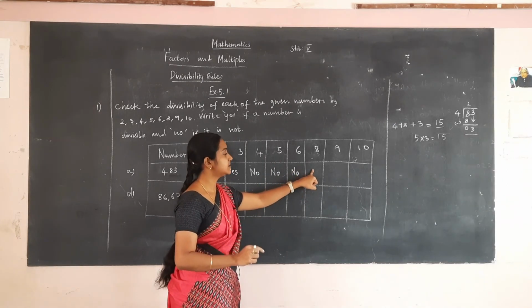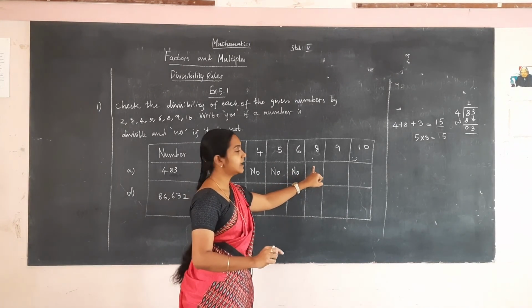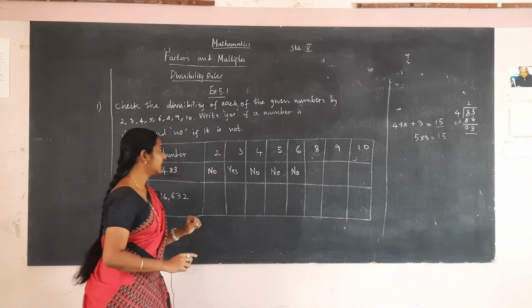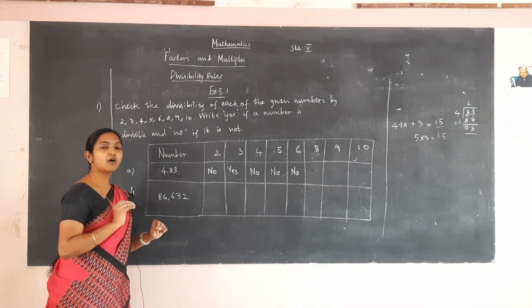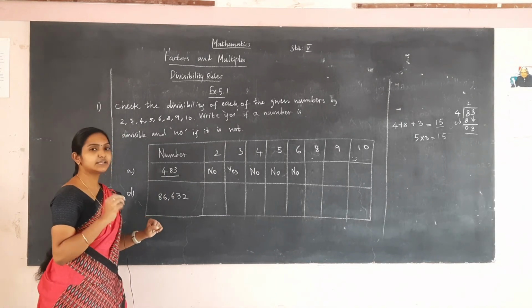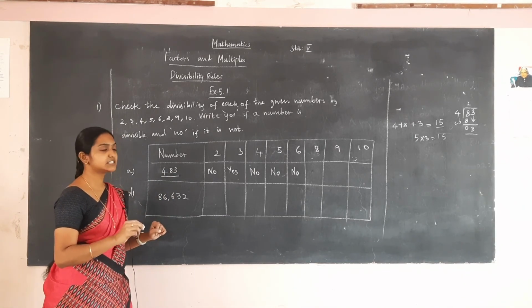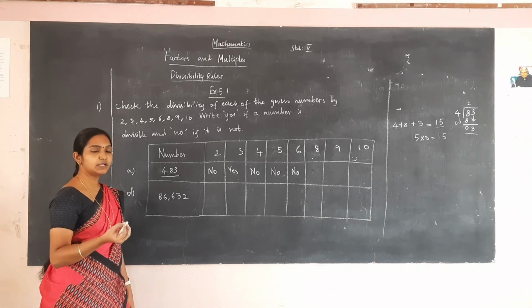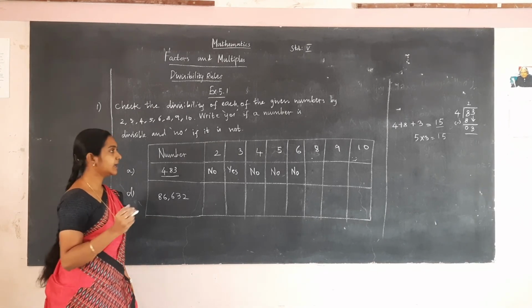Next, divisibility rule for number 8. We have to look at the last 3 digits of a number. If the last 3 digits of a number are divisible by 8, then the whole number will be divisible by 8.